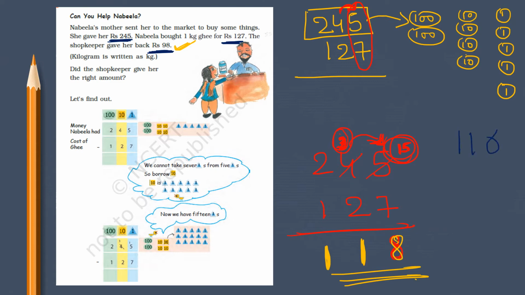He had to give 118, but he gave 98. So subtract 8 minus 8, 0. 1 minus 9 cannot happen. So we carry over. Here now we have 11 and here we have 0. 0 minus 0 is obviously 0, so we don't count that. 11 minus 9 is 2. The answer is the shopkeeper needs to give 20 more rupees to Nabila.